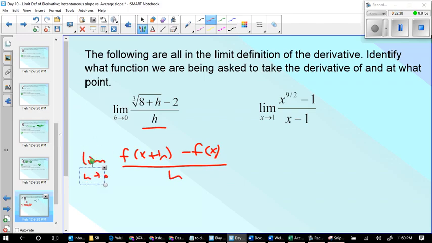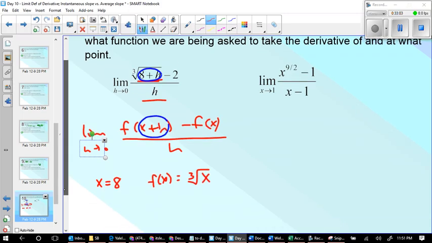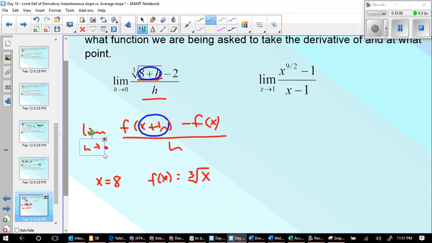So what is my function and what is the x? Well, here's my h, so this 8 is added to that, so my x must be 8. And for my function, remember, when I'm working forward, I take all the x's in my equation and replace them with x plus h. To work backwards, I take my x plus h and replace it back with an x. So the function I'm taking the derivative of here is the cube root of x. This first problem is looking for the derivative of f of x at x equals 8.